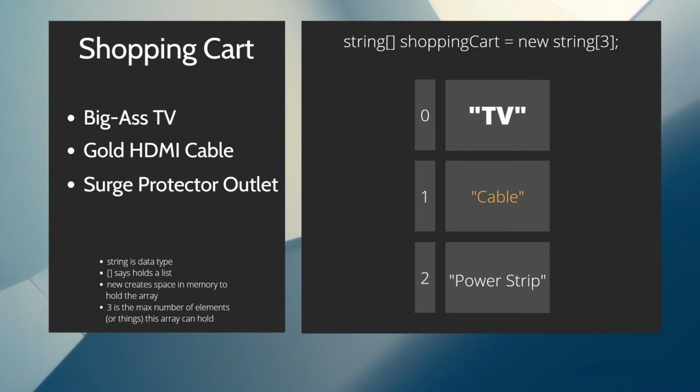So what's it going to look like? We're going to put "TV" in quotes into our string array. Then we're going to put the word "cable", and then we're going to put the word "power strip". They sit in element 0, 1, and 2 of the array. That makes 3 elements, 1, 2, 3, and that's what this number denotes. If you try to put a 4th thing into this array, it's going to blow up when you run it because we've only made a box big enough to hold 3 things.